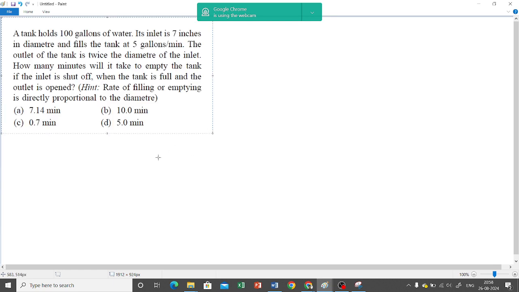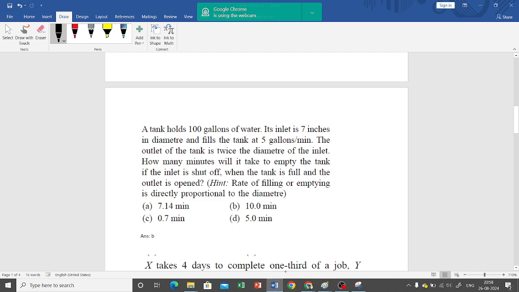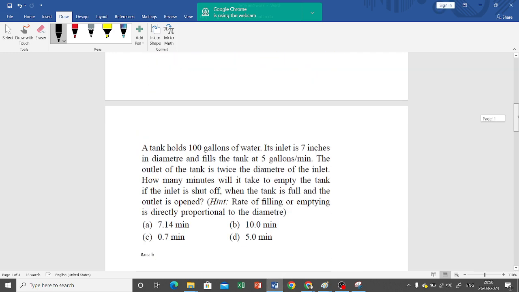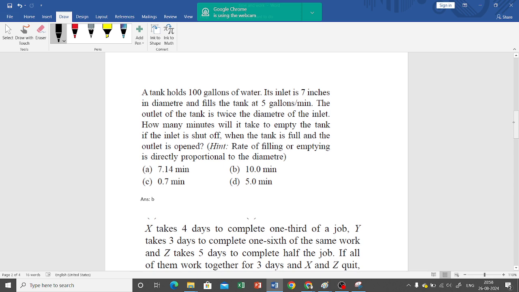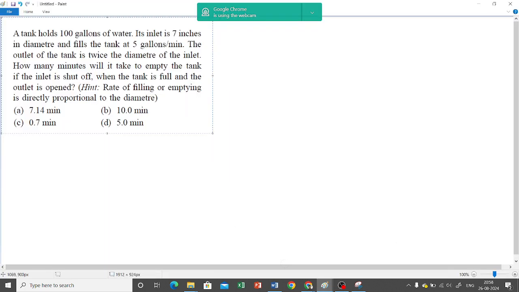Please try out this sum. This is a unique sum which is based on discharge. Discharge means, remember, in mechanics there is something called discharge. Discharge means the volume of water that is coming out per unit time.